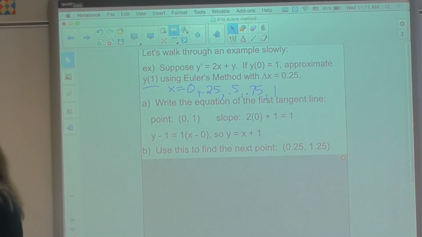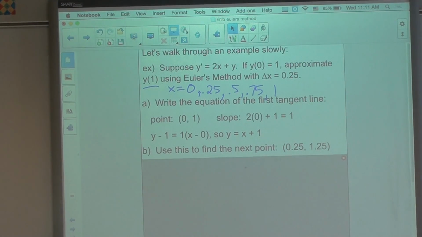You will definitely need a calculator, so if you don't have your calculator, you might want to get it out, because there's going to be a lot of decimals today.